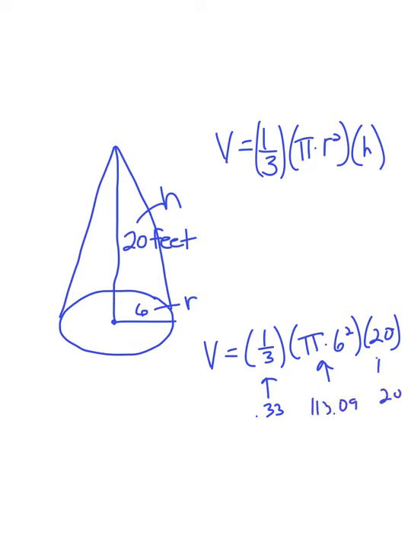So if you don't have a calculator, multiply each section separately. If you do have a calculator, just throw it in. Don't forget the parentheses, and you will get 753.98 feet cubed. And then on to the pyramid next.